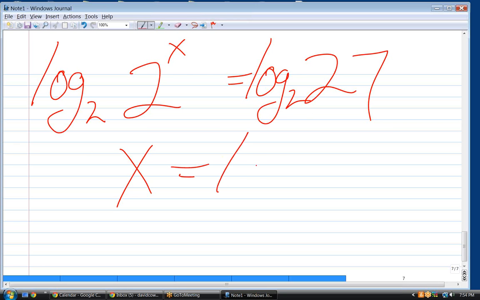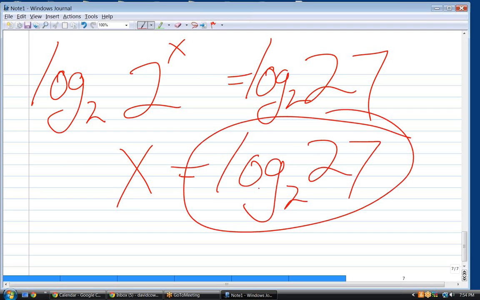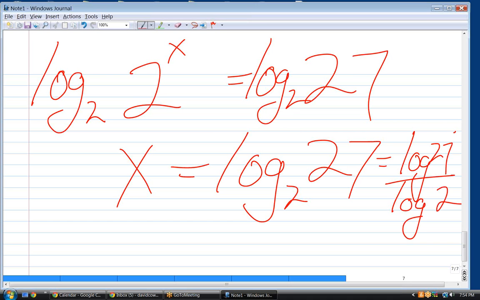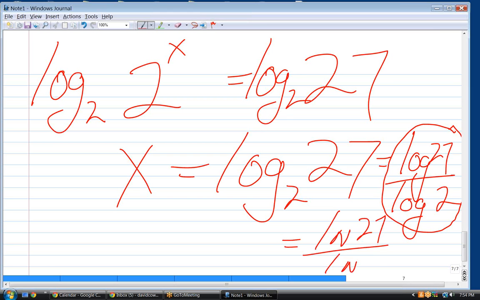The problem is that it doesn't really help that much. There's my answer, but you can't get that out of a calculator. You have to apply the change of base formula. Well, the change of base formula is the log of the top number divided by the log of the bottom number. And when you're dealing with ratios like that, it doesn't matter what log. In other words, that ratio is the same as the natural log of 27 divided by the natural log of 2. That's the answer we got the first time.